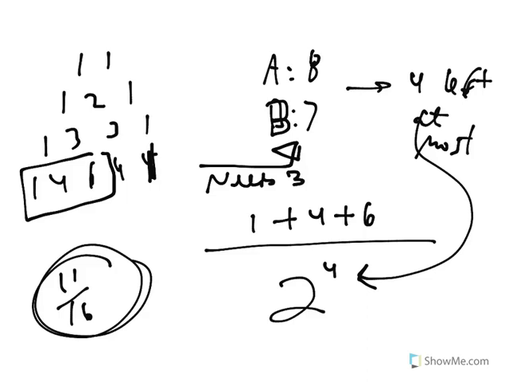These numbers also represent A getting 4 wins in a row, 3 wins in a row, and or 2 wins in a row.